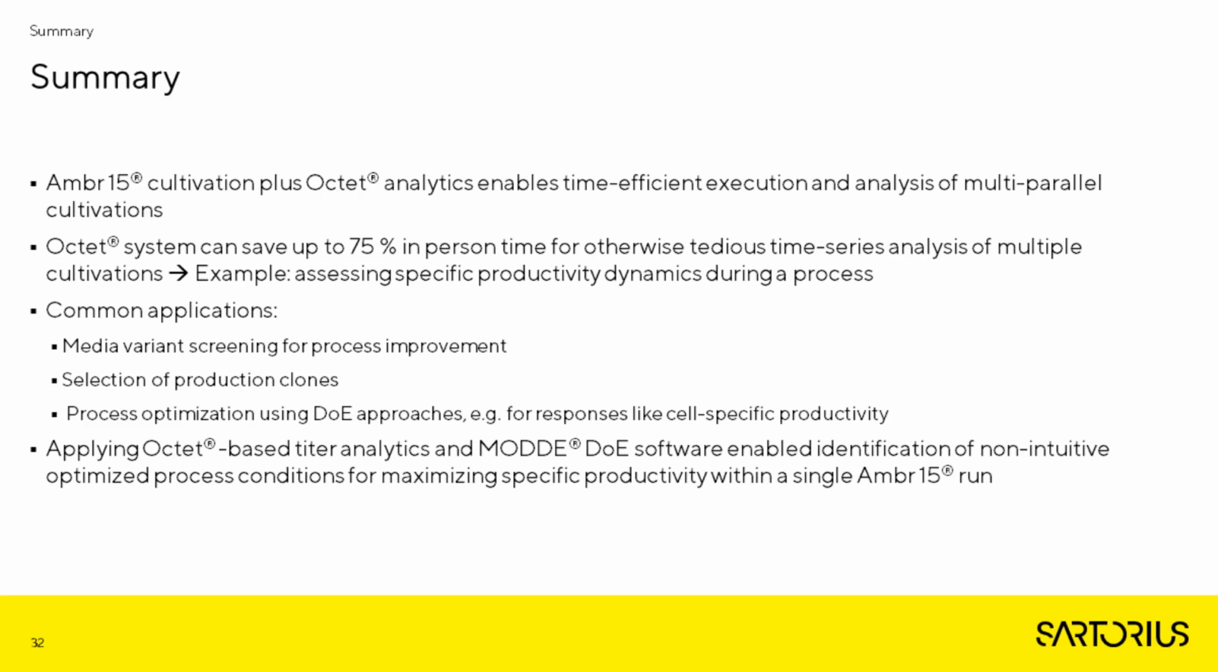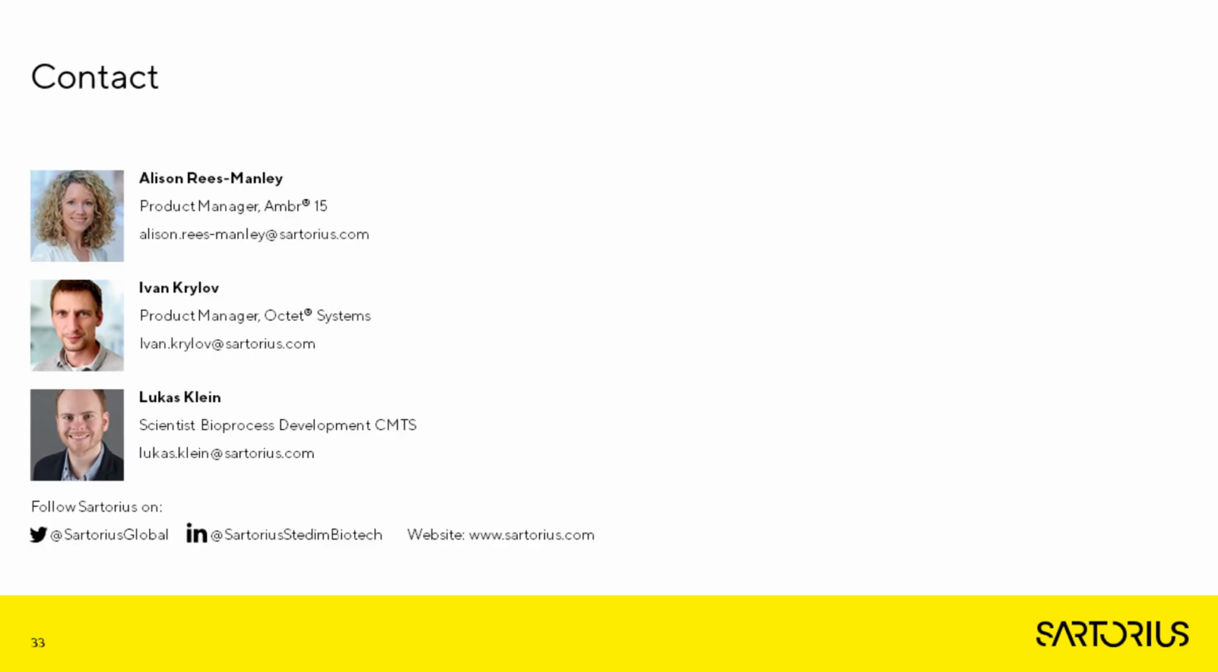First of all, typical scenarios are media variant screening for a process improvement. If you're doing cell line development, selection of the proper production clone, when you want to know more than just the final titer, and also process optimization using a DOE approach, where you are looking at different responses or, for example, at cell-specific productivity. As Lucas has also mentioned, what is really nice is that the Octet titer analytics and the MODDE DOE software really allow for an easy joint evaluation of processes, looking at non-intuitive optima in the process conditions, even in a single Ambr 15 run when you would like to optimize, for example, specific productivity.